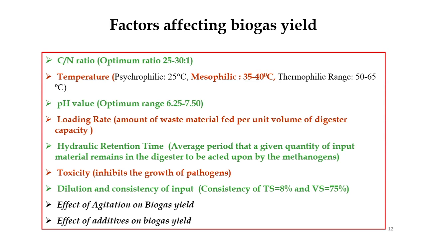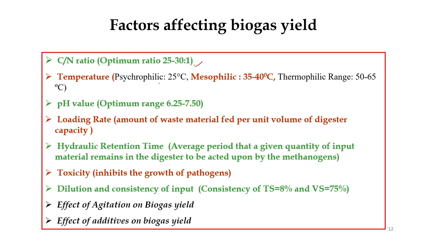So these are the factors which influence the performance of a biogas plant, like carbon to nitrogen ratio. The optimum range is about 25 to 30. Different materials have different C/N ratios, so what combination is best for our application, that we need to find out.